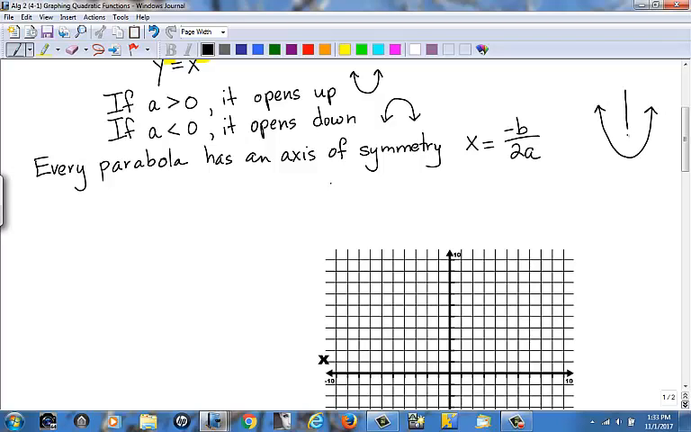Okay, so you will end up with a parabola. It might look like this, and the axis of symmetry splits it down the middle. Okay. On that axis of symmetry, you're always going to have a max or a min point. In this case, it would be a minimum on that graph, and the vertex of your parabola is always on that axis of symmetry.